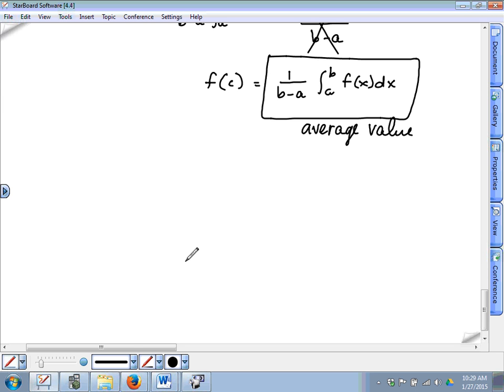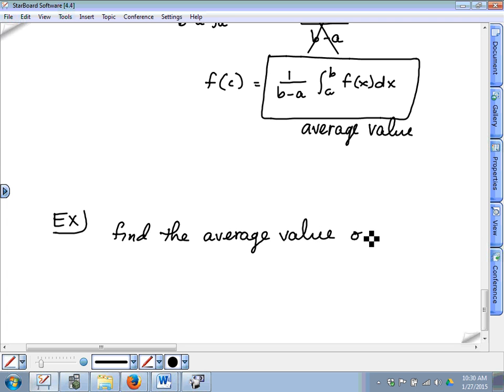So here's how you would see it in your homework. Find the average value of f of x equals 3x squared minus 2x between 1 and 4.